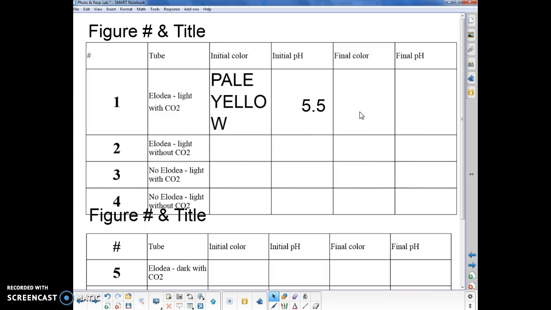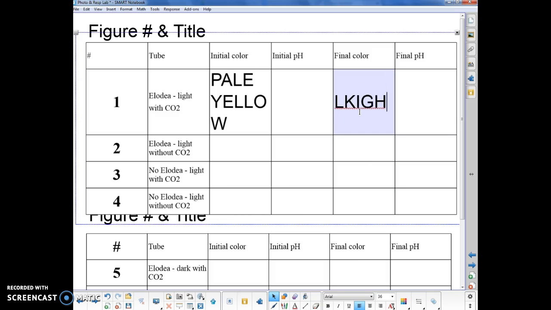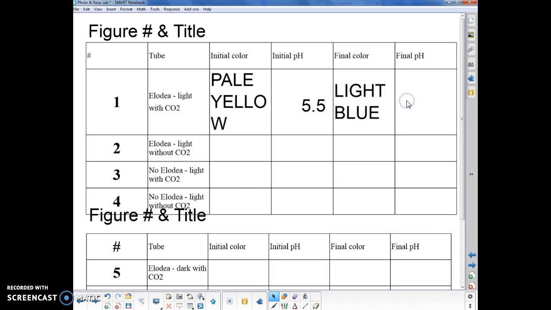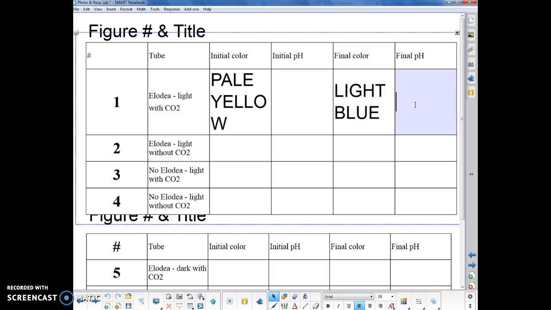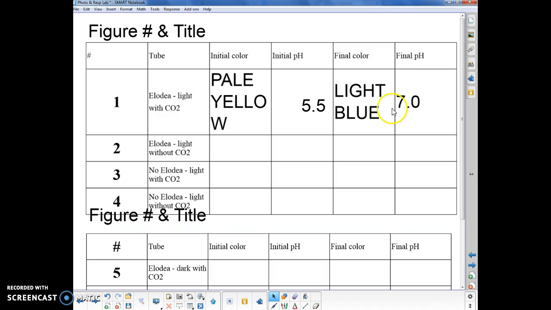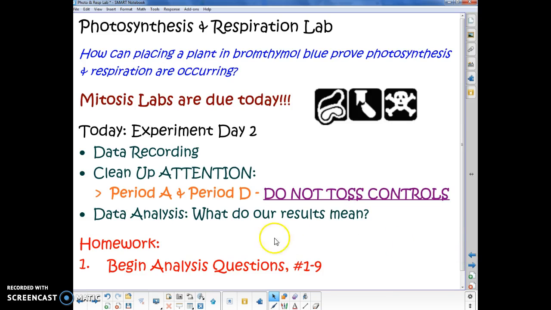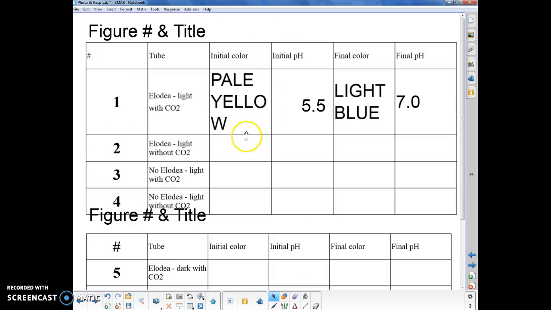Today, however, maybe you've discovered that it is a light blue, okay? And your pH has increased all the way up to, say, a 7.0. Okay, so you need to get these tables filled in on your lab, both the initial and the final. Again, the initial should have been done yesterday, and then the final is what you're recording today, okay?